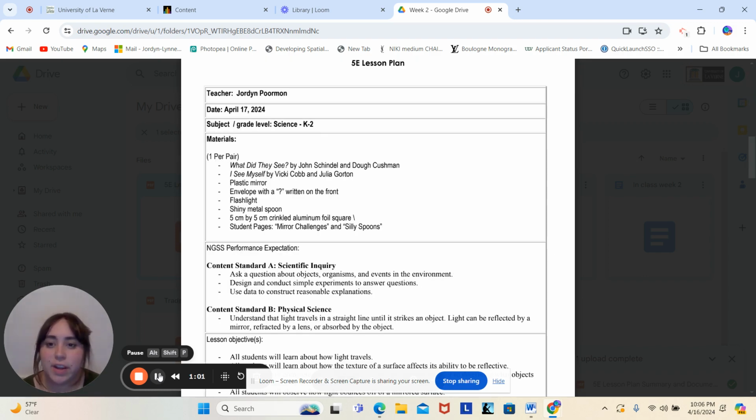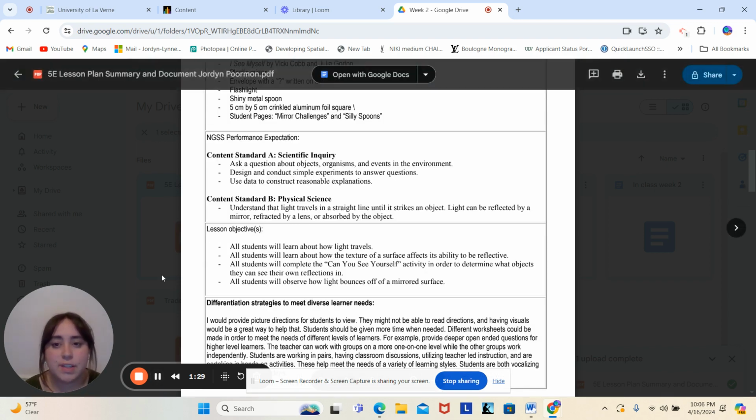In terms of materials, you're going to need What Did They See by John Schneidel and Doug Cushman, I See Myself by Vicky Cobb and Julia Gorton, and then one per pair you're going to need a plastic mirror, an envelope with a question mark written on the front, a flashlight, a shiny metal spoon, a 5 centimeter by 5 centimeter crinkle aluminum foil square, and the student pages, mirror challenges, and silly spoons.